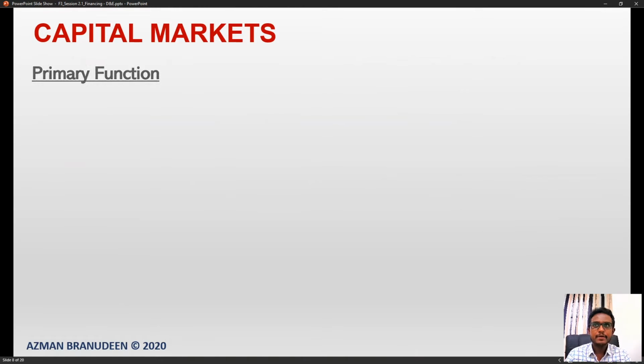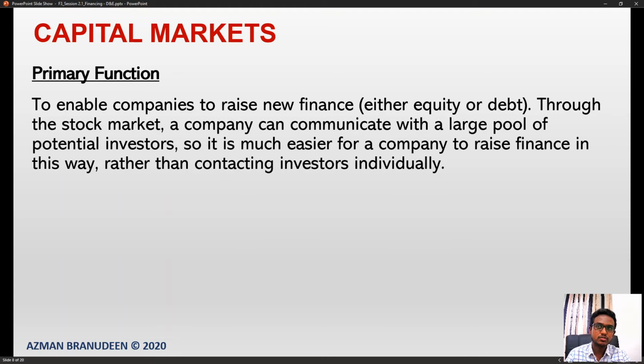Let's take a look at capital markets now. Capital markets have two main functions. The primary function is to enable companies to raise new finance, either equity or debt. There are debt markets also. Through the stock market, a company can communicate with a large pool of potential investors. So it is much easier for a company to raise finance in this way rather than contacting investors individually.